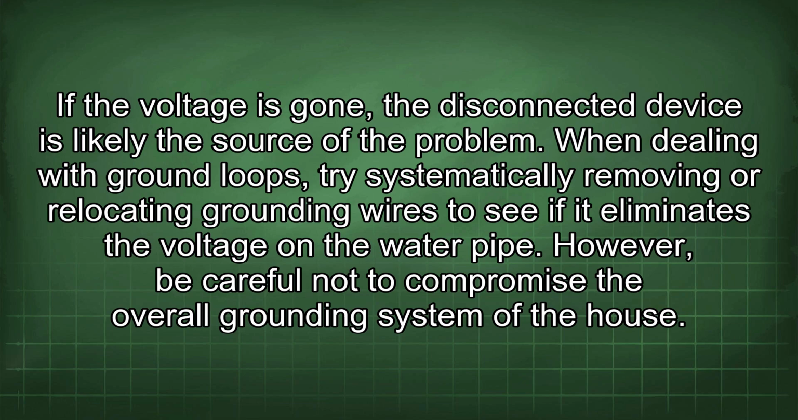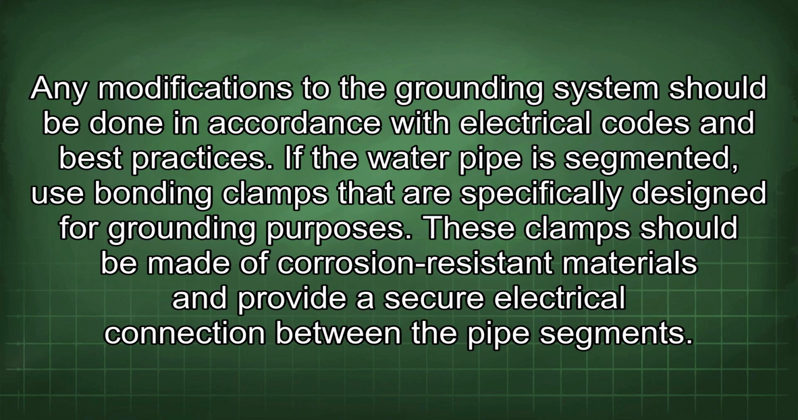When dealing with ground loops, try systematically removing or relocating grounding wires to see if it eliminates the voltage in the water pipe. However, be careful not to compromise the overall grounding system of the house. Any modifications to the grounding system should be done in accordance with electrical codes and best practices.